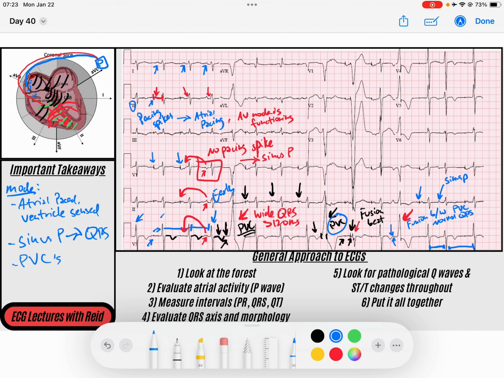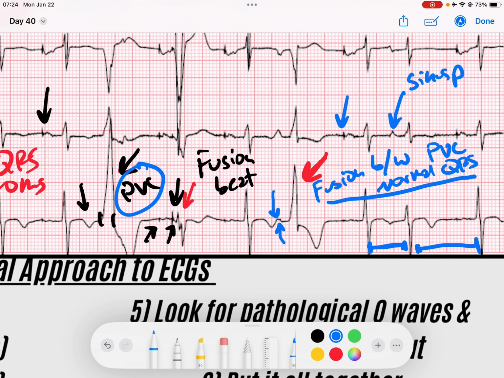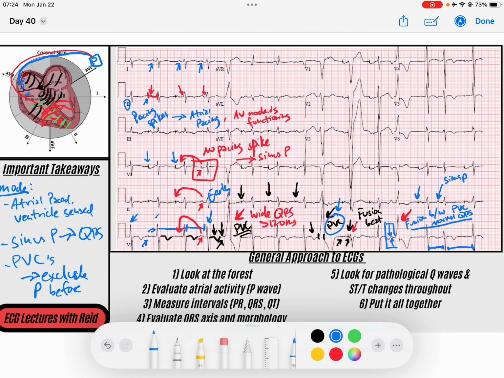Remember, when you're looking at premature ventricular contractions, you need to exclude P waves or atrial activity before them to make sure that there is no atrial activity driving that QRS. Just like in this fusion beat, we had to really compare the previous PVCs to this, and we had to look in front of the QRS here to make sure, and we did find a little bit of a difference in the way that T wave looked that would make sense with how our SA node or our atria was depolarizing.